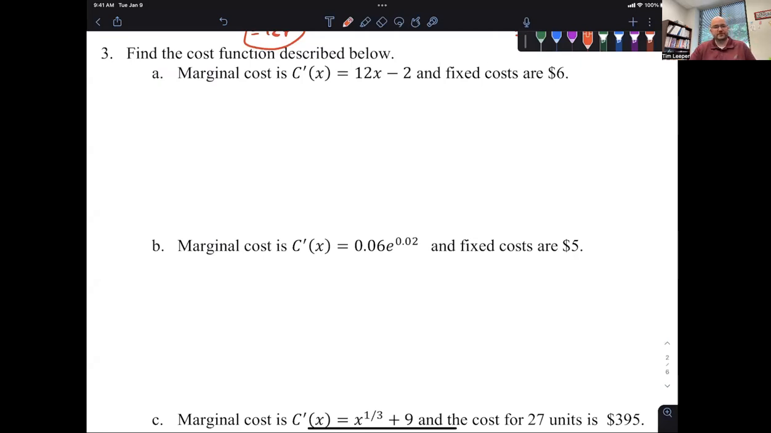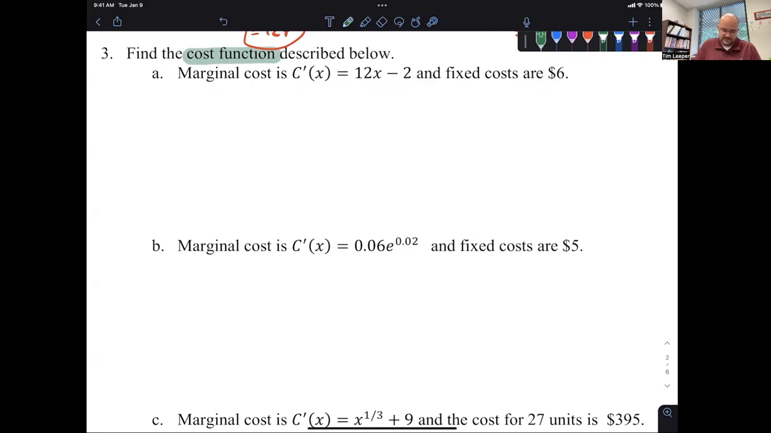Hello. In this video, I want to look at question 3 for review exam 4. Find the cost function described below. Now, specifically, it just wants the cost function. The marginal cost is c prime of x equals 12x minus 2, and fixed costs are $6.